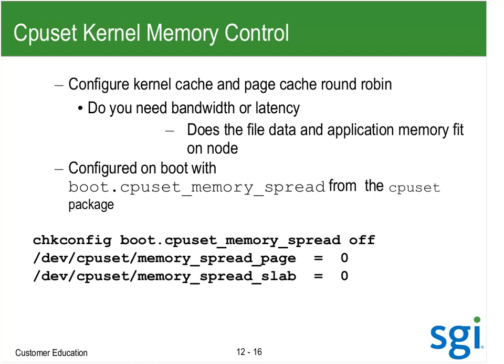So here's the thing that's a hot issue for me right now. Configure your kernel page cache, round robin. Do you need latency or bandwidth? Does your file and application fit on node? Configure it on boot with that cpuset memory spread. I can see turning it off to keep them to a zero now, assuming that I can hold my assets and they're not going to get thrown away and stuff. This gives me better affinity.